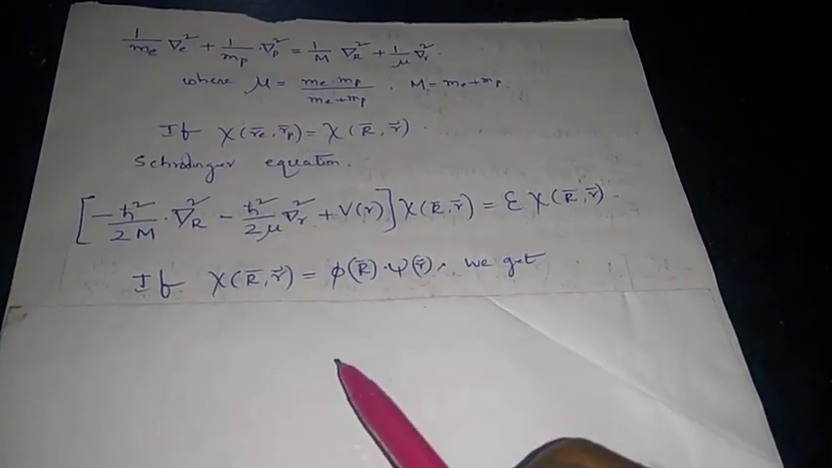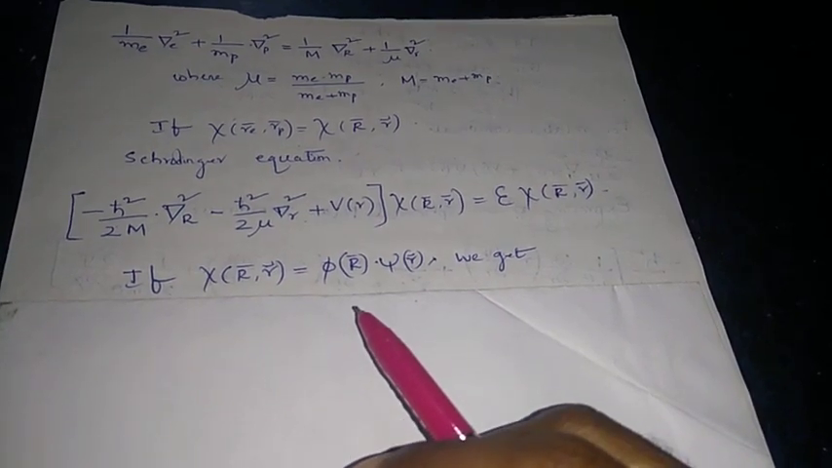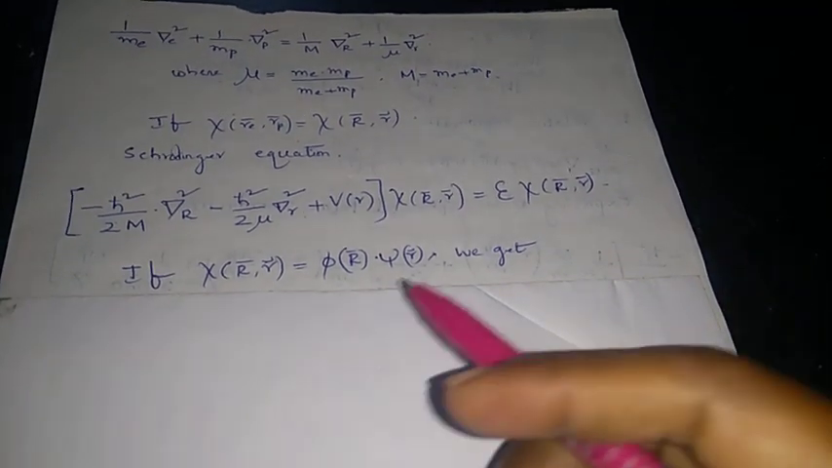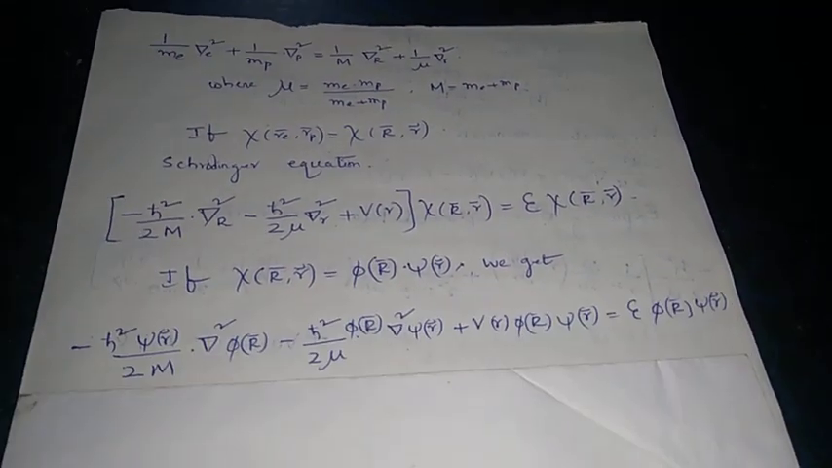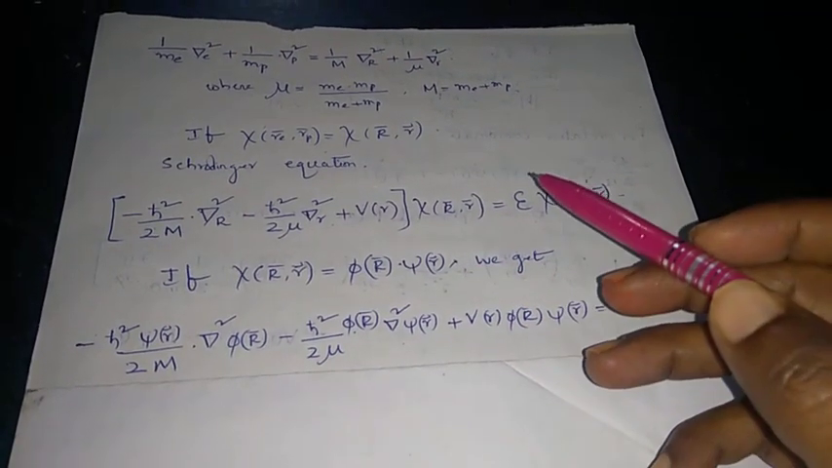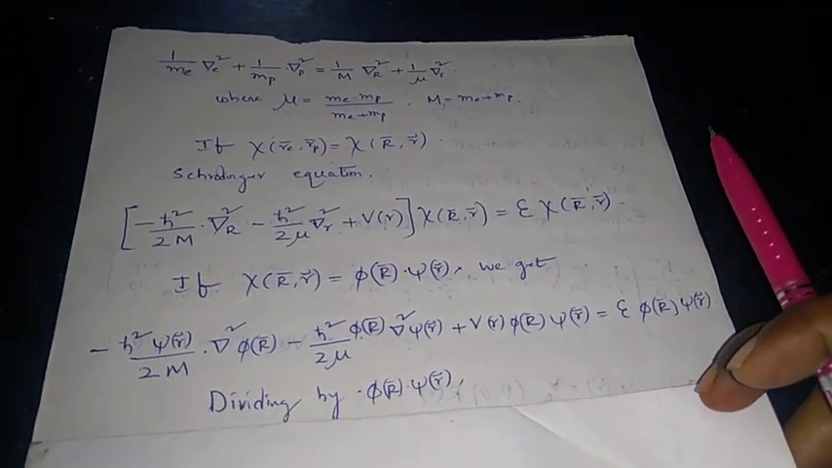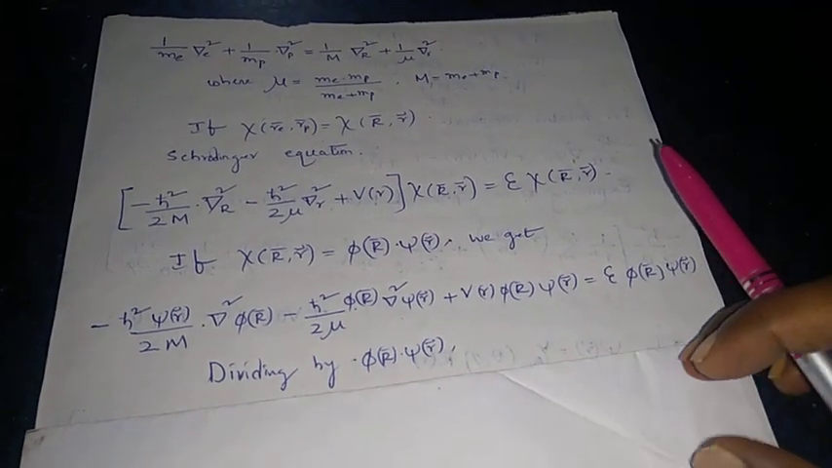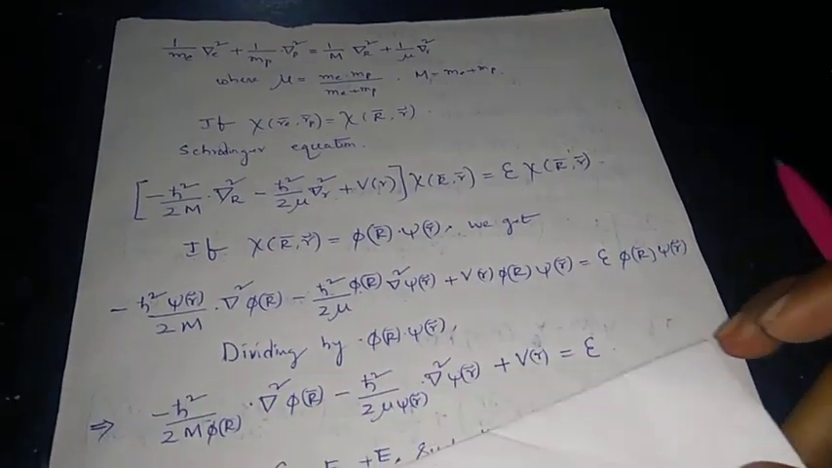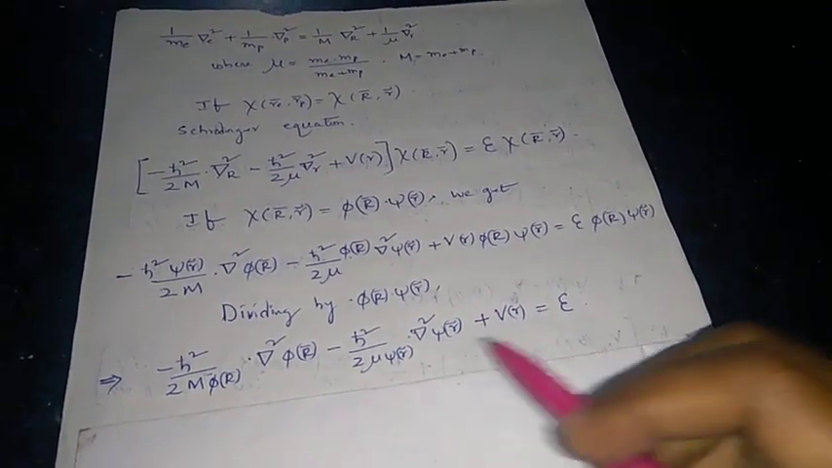And to solve this, we can make use of the fact that we can separate the variables dependent upon the capital R vector and the small r vector as a product like this. So if you substitute this into the above equation, we'll get this one. And then if you divide this equation by phi of R times psi of r on both sides, we'll get this equation.